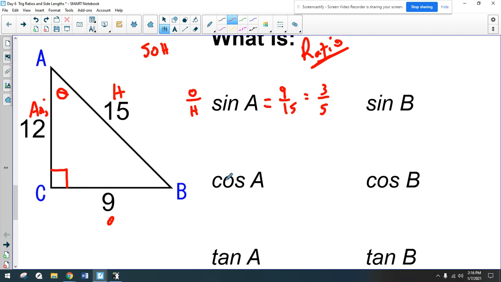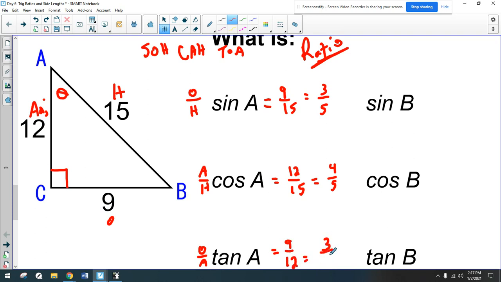Okay, and then cosine, so CAH is adjacent over hypotenuse. So we're supposed to be doing adjacent over hypotenuse for cosine. So the adjacent is 12. The hypotenuse is 15. And again, divisible by 3. So 4 to 5 is going to be your cosine. Tangent, the TOA, is opposite over adjacent. So I'm looking for the opposite, which is 9, and the adjacent, which is 12. Again, divisible by 3, so always reduce a fraction if you can, and that's going to be 3 to 4.